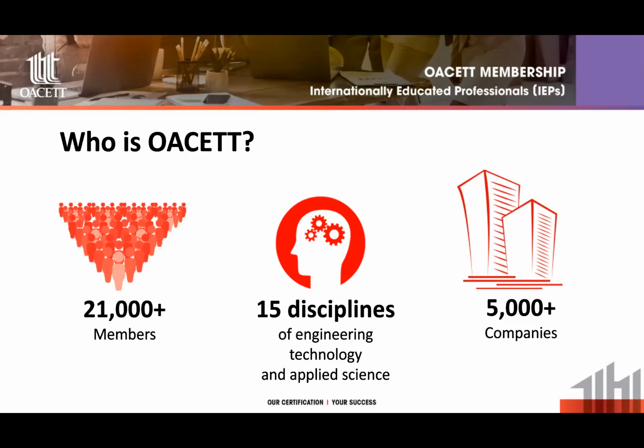We have 21,000 members across the province of Ontario, and our members could be anything from a student up to a retired member. Many of our members are professionals who hold positions of leadership in their companies. We represent 15 disciplines of engineering, technology, and applied science, and those I'll list in a minute. Our members work for over 5,000 companies. A company could be anything from a consulting firm or a private company to a municipality. Many of our members also work for the colleges, because we work with 24 colleges across the province.